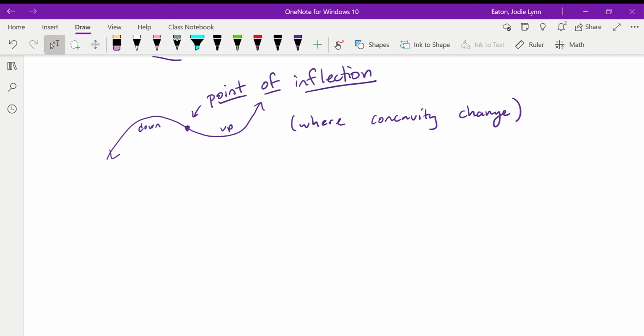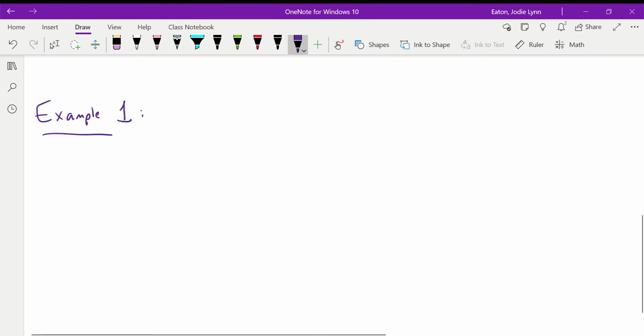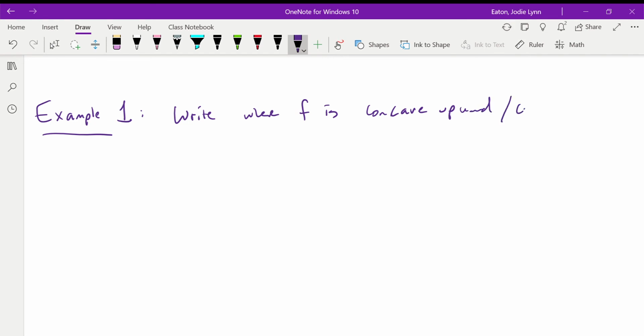So let's look at example 1. Okay, and we'll talk a little bit. So it's where concavity changes or something else is happening with concavity. Okay, so let's look at where F is concave upward and concave downward. And I am just going to write down and up.